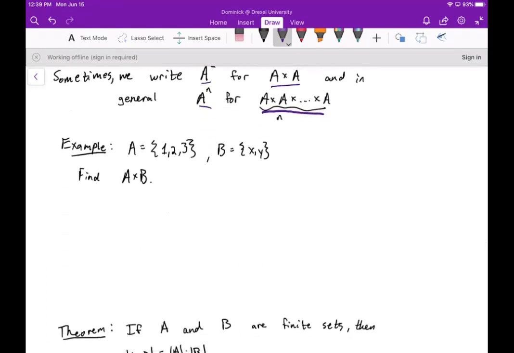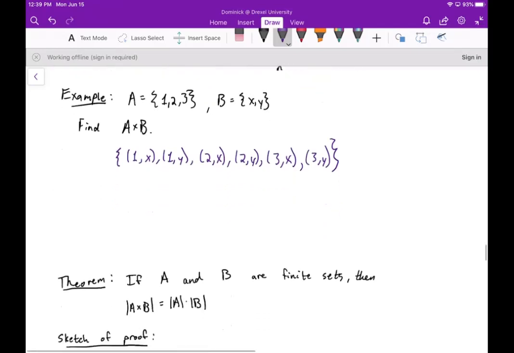So for a set A, we have {1, 2, 3}, and for a set B, we have {x, y}. So A cross B is going to be a set of ordered pairs, of course, where the first coordinate is from A, so I have to have either (1, x) or (1, y). But then I could have (2, x) and (2, y). And then I could have (3, x) and (3, y). All right, so it looks like we get 6 possible elements there.